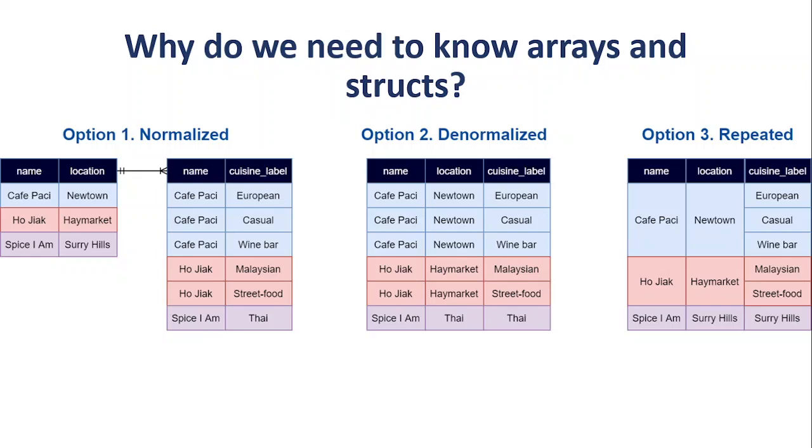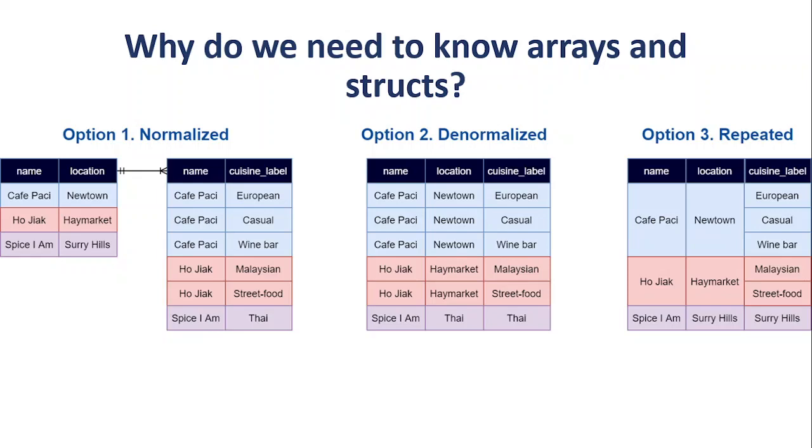Imagine you're joining a lot of tables, then your query performance won't be that good. So if we are normalizing our data, we are saving some storage, but we are sacrificing our query performance. The second option is denormalization, which is kind of the opposite of normalization, in which we store redundant data, so query performance will be higher.